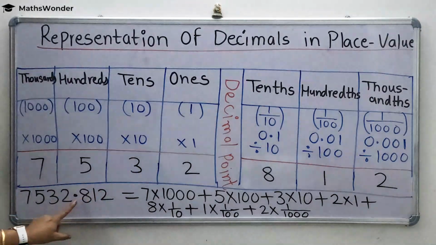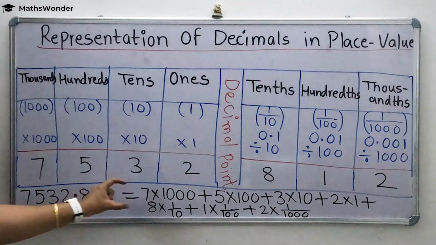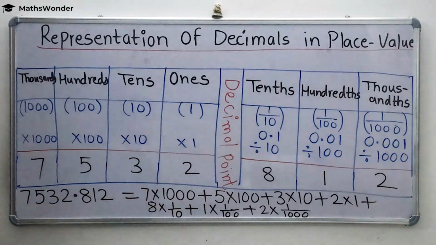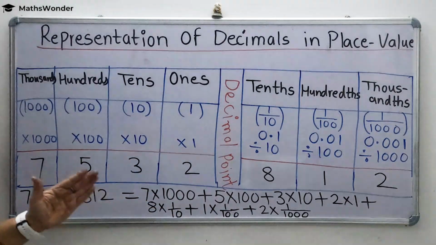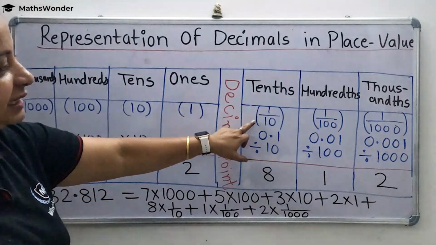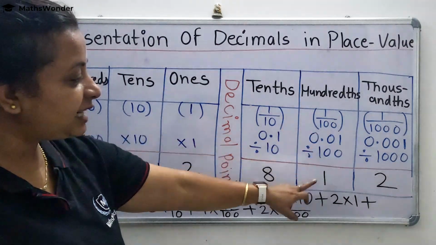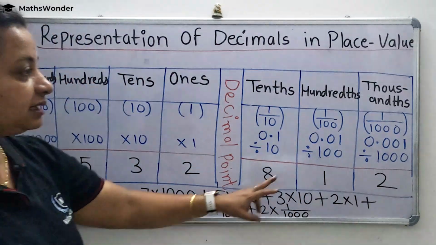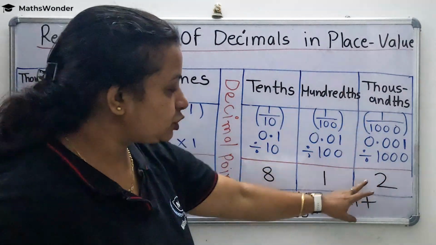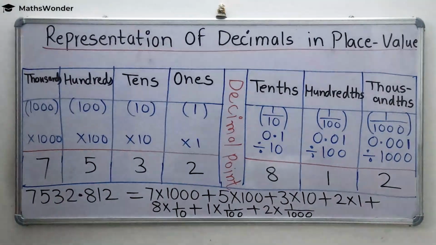So for the whole number before the decimal, you write normally as you already learned in the number system. But after the decimal, you have to write it as a division, because 1/10 means 8/10, 1/100 means 1/100, and 1/1000 means 2/1000. So the notation will change after the decimal.